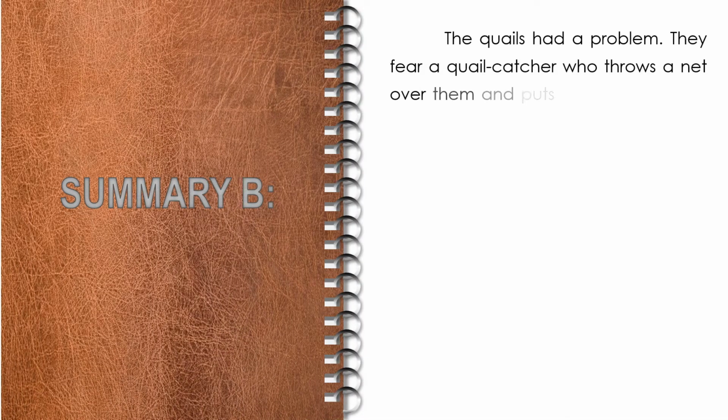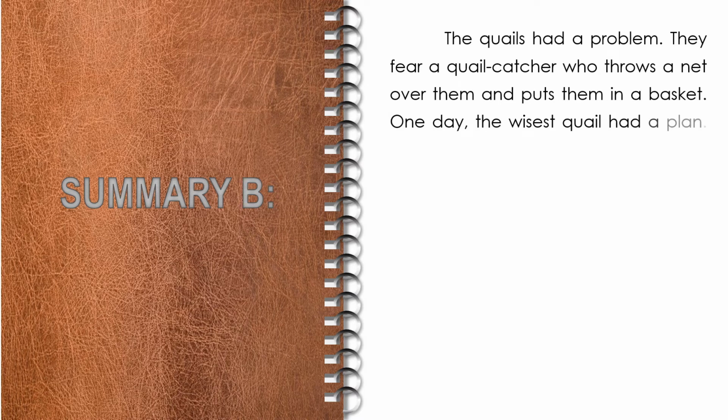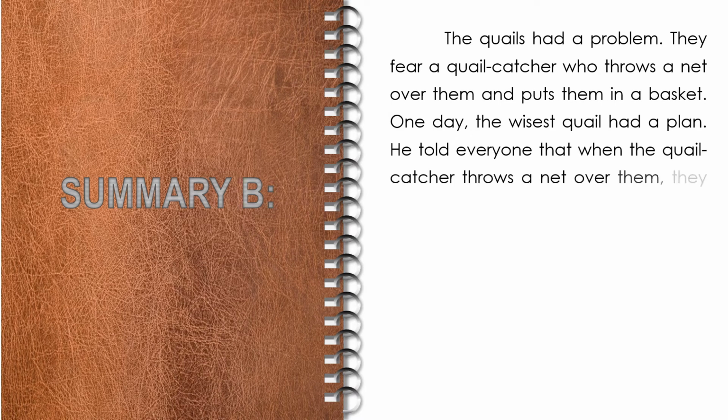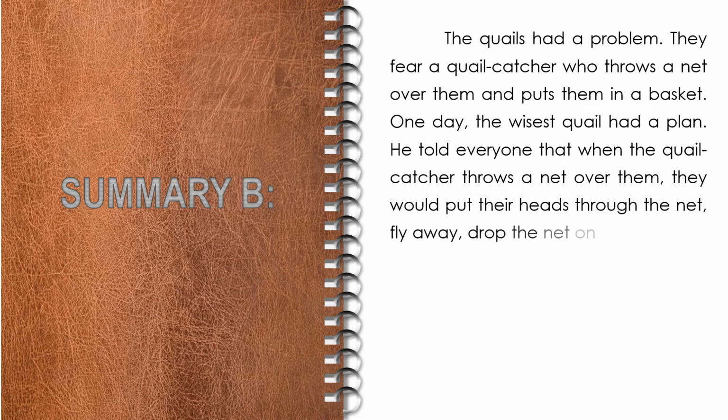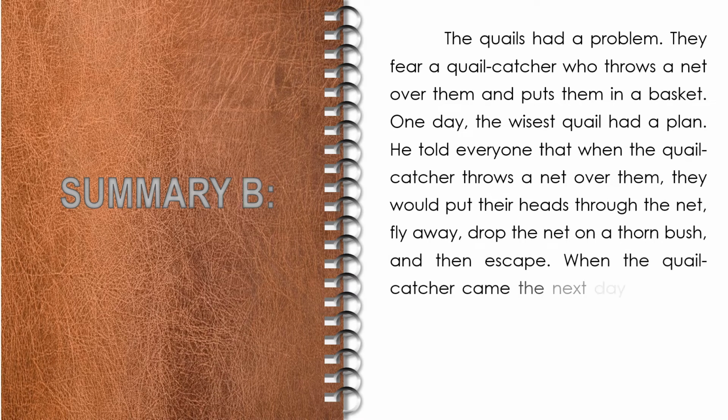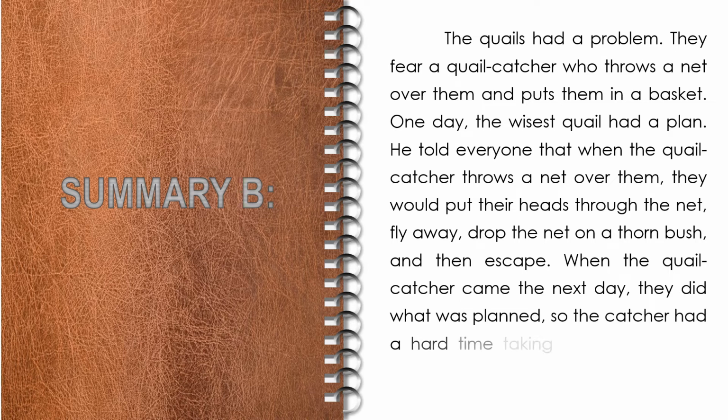Summary B. The quails had a problem. They fear a quail catcher who throws a net over them and puts them in a basket. One day, the wisest quail had a plan. He told everyone that when the quail catcher throws a net over them, they would put their heads through the net, fly away, drop the net on a thorn bush, and then escape. When the quail catcher came the next day, they did what was planned, so the catcher had a hard time taking the net from the thorn bush.